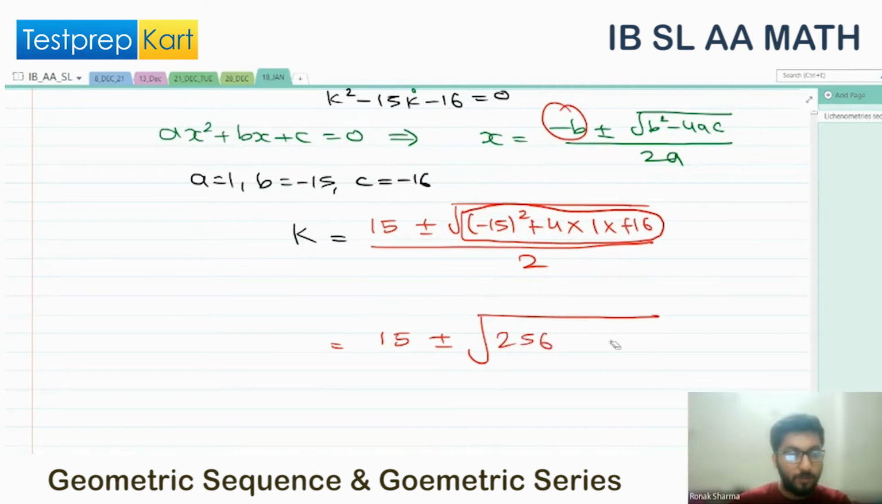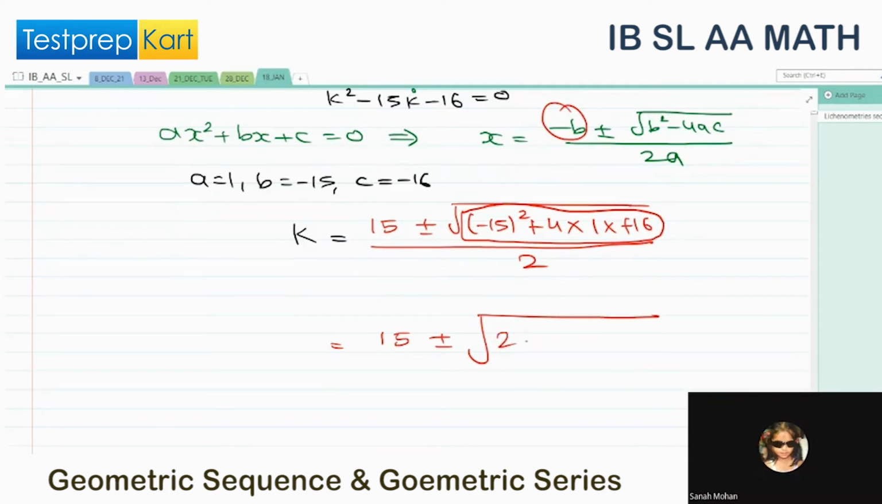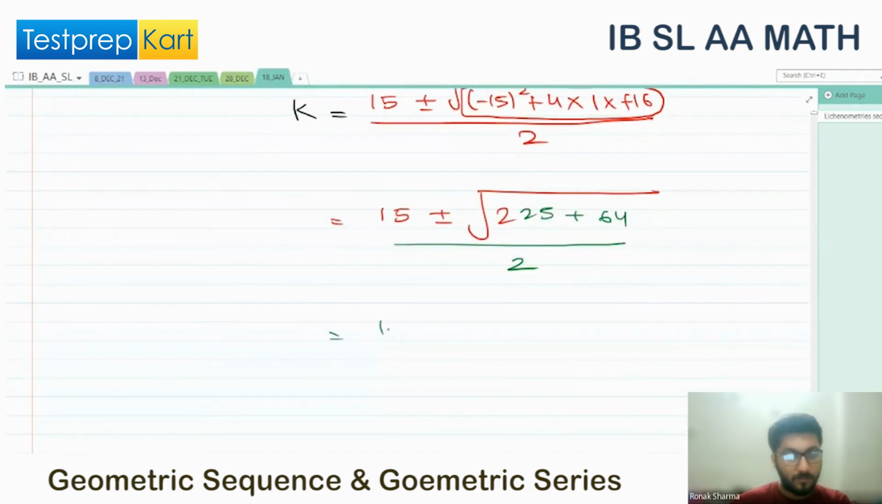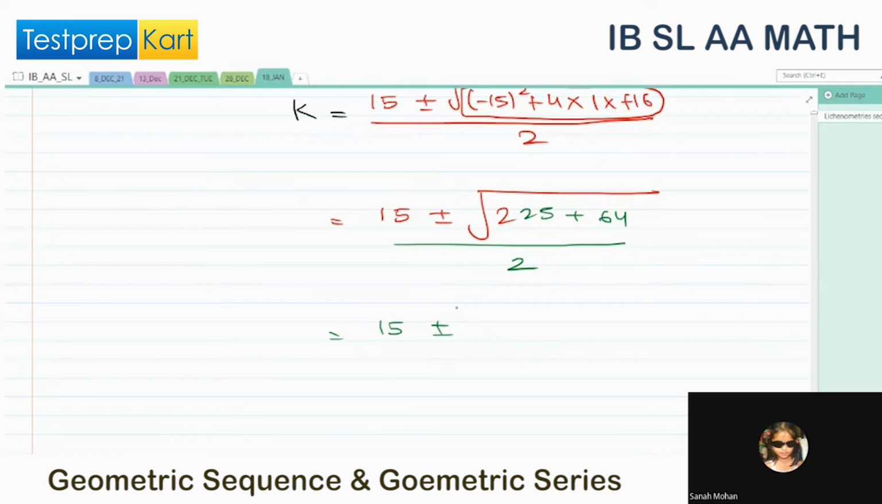15 squared is what? 225, right? So 289, and then divided by 2. What is the square root of 289? 17. Good.